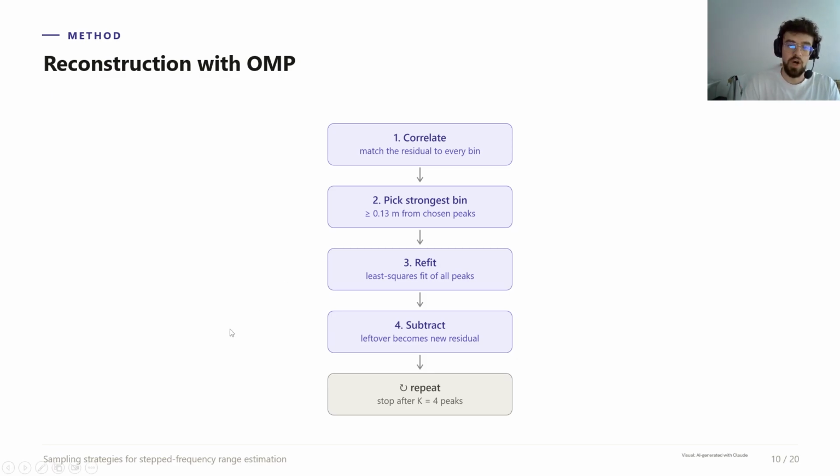Okay, after that, OMP will refit all selected peaks together using least squares. This is important because once a new peak is added, the amplitude of the previous peaks may need to change. So afterwards we will subtract the fitted signals from the measurement, and what remains is the new residual, which we can once again correlate. But in our case, this process is repeated only 4 times because we know that the sparsity is 4. However, in many practical applications, we do not know the sparsity beforehand, and we have to do this until a stopping criterion, which I will not cover right now because it's not relevant for our situation.